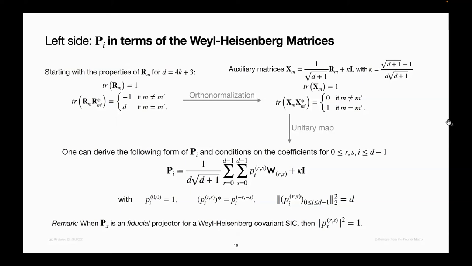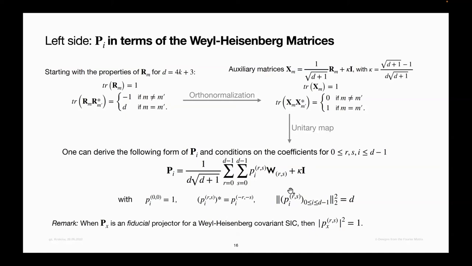And the lower half of the slide says that these PIs can be represented in this form. These are the Weyl-Heisenberg matrices, which form a basis for all matrices, and these are the coefficients. And as I said, we also pull out the identity here. This is for some technical reason. But the identity is also a Weyl-Heisenberg matrix, so you could include it in the formula. The interesting thing about presenting it in this form is that you can prove properties of this coefficient.